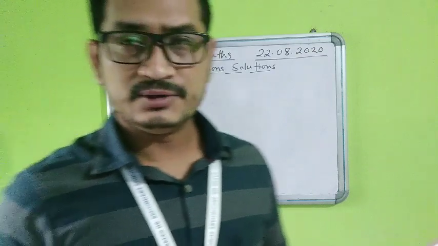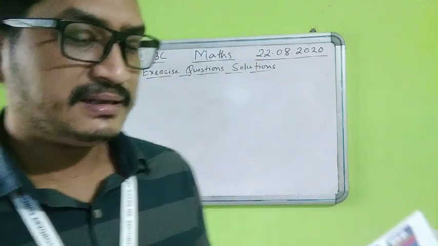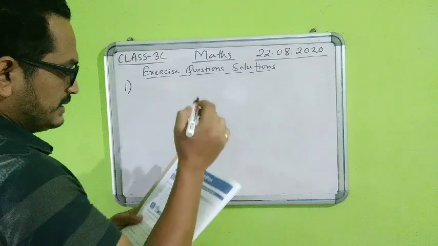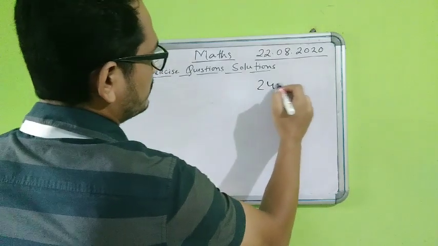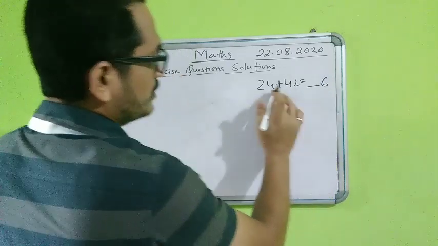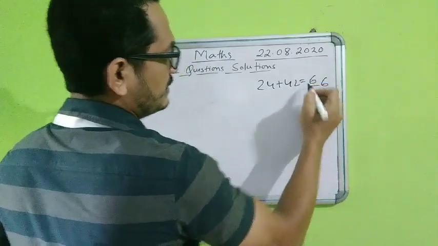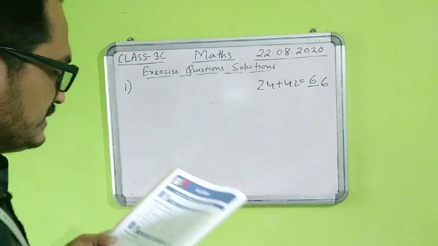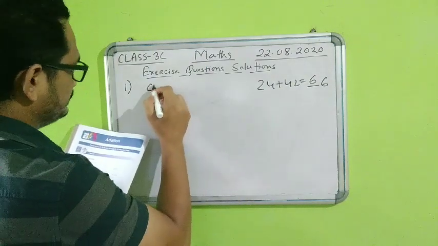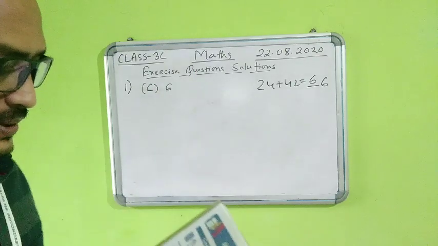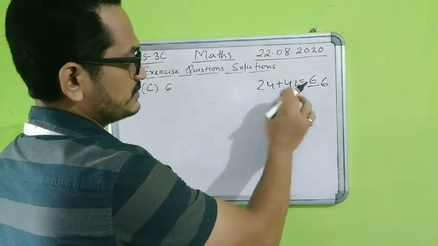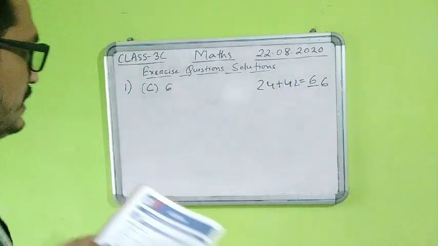Question number 1, multiple choice question: write the missing number. 24 plus 42, and they have given dash 6. So 4 plus 2 is 6. And 2 plus 4, how much will it be? It will again be 6. So the answer to question 1 is option C, that is 6. Because when we add both, the ones place is 6 and the tens place is also 6.